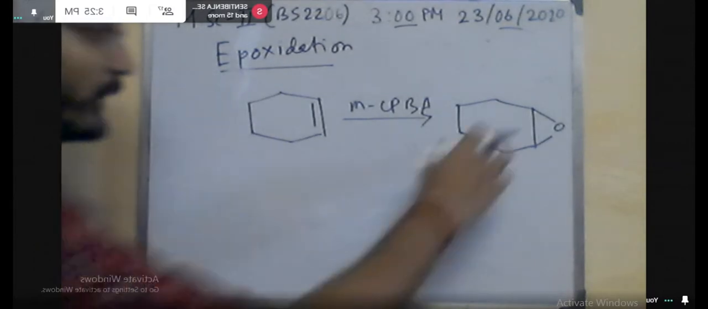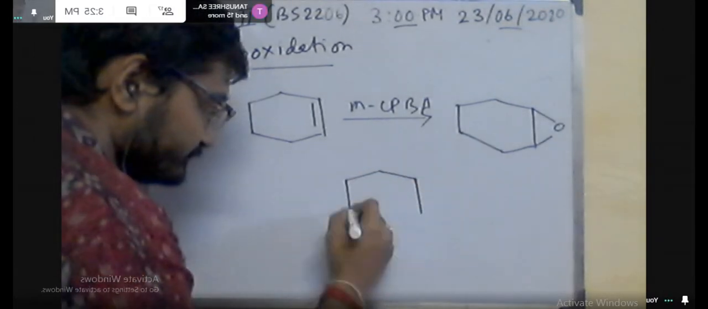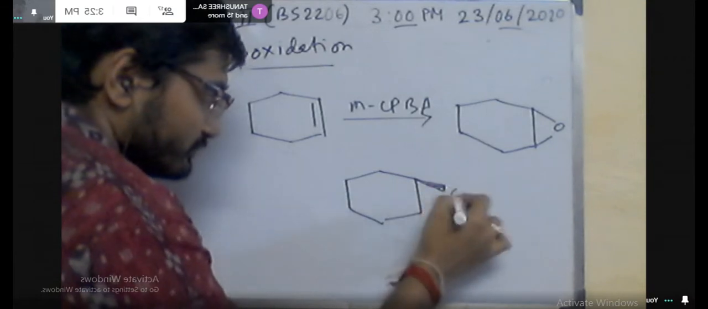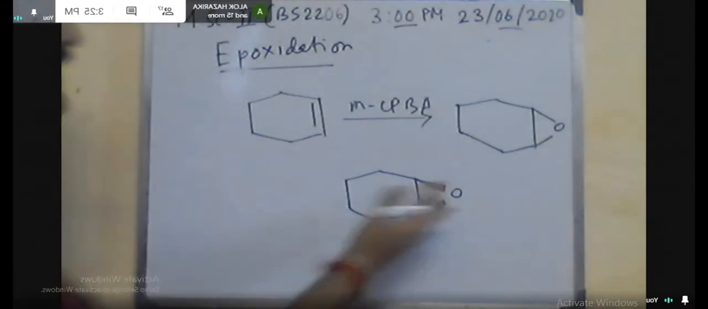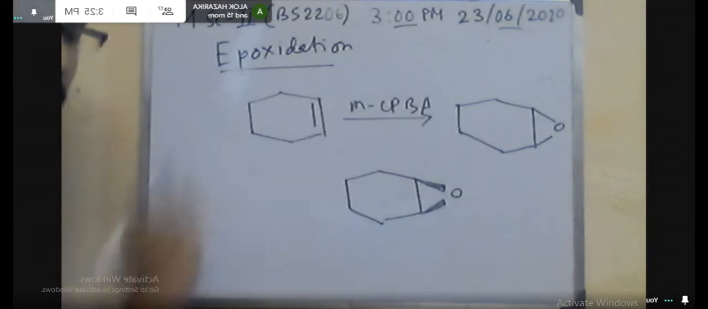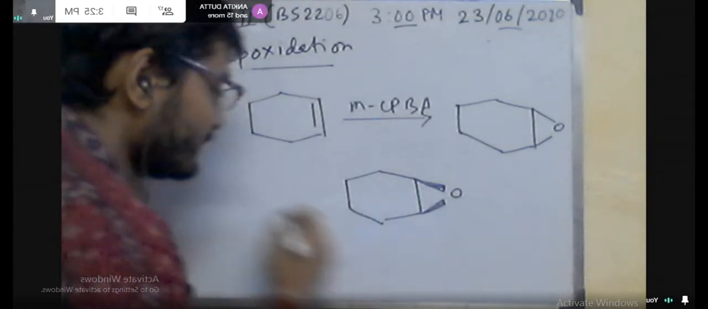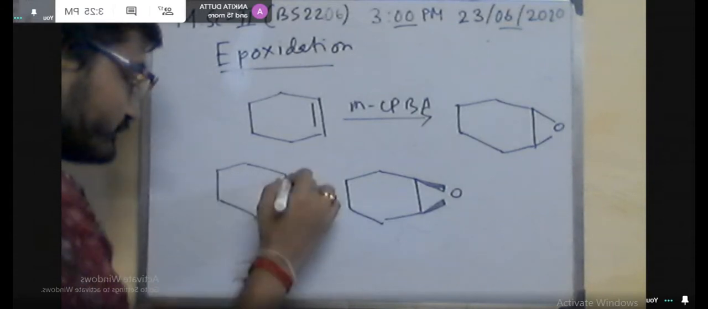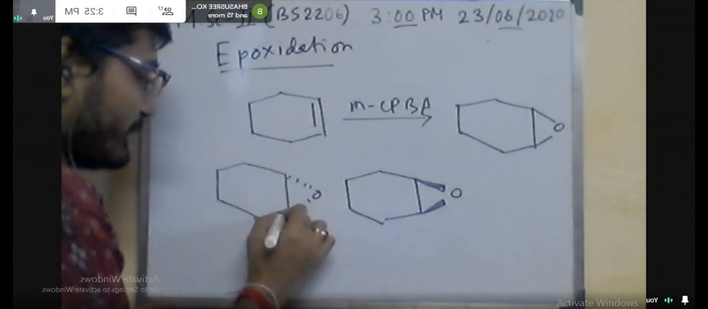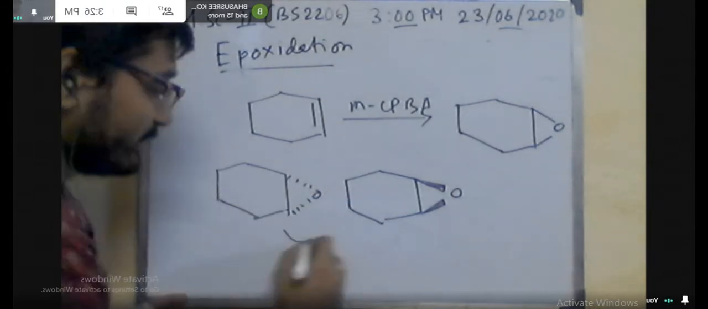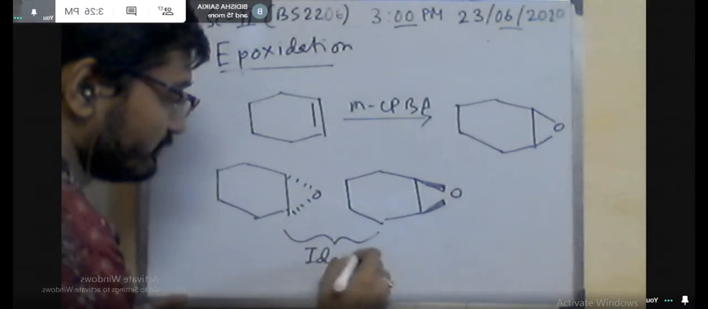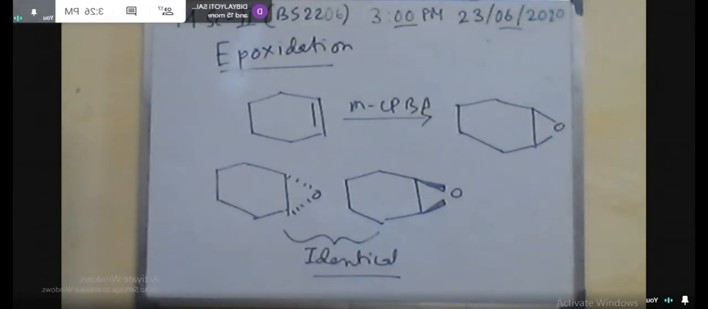We can show it either on the top of the plane of this whiteboard, or you can write it on the bottom of the plane of the whiteboard. Both are identical, because there is no chiral center present in the cyclohexene ring, and you know cyclohexene is achiral in nature because there is a plane of symmetry. Now, in the case of cyclohexene, there will be some different approach of attack by this MCPBA.